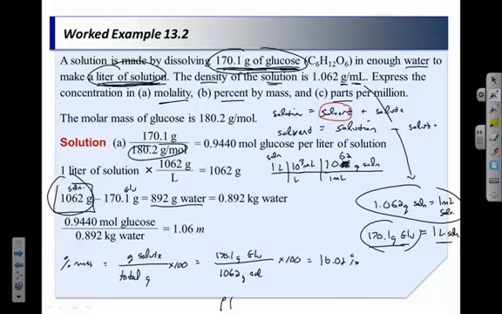If I want parts per million, I would do the exact same thing.